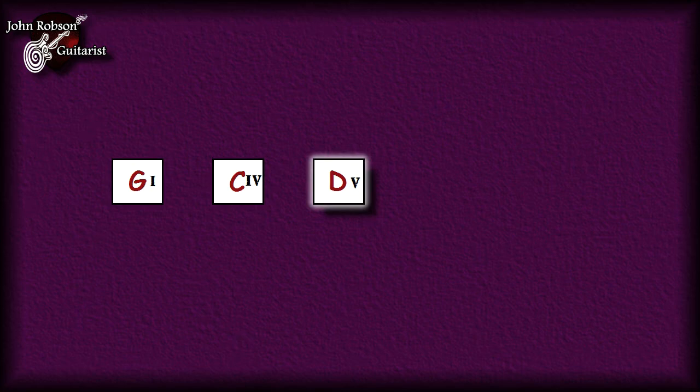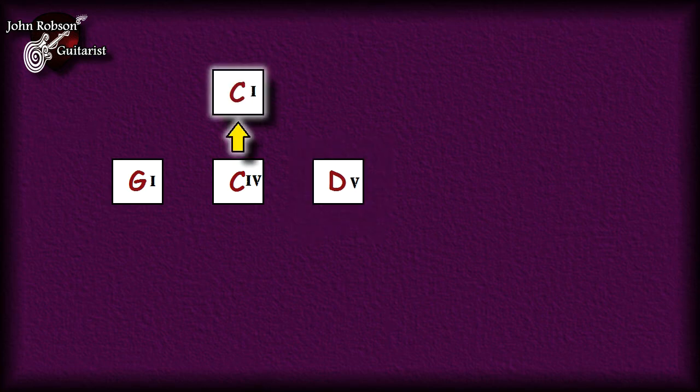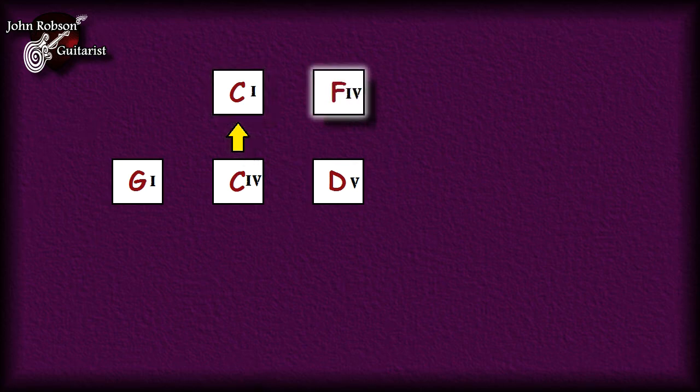Which is all well and good, but let's suppose for a moment you want to add in some more chords. Where can you get them? Well, the first thing you do is go back to the 4 chord, which is C. And now treat that as a 1 chord and look for the 4 and 5 chords in relationship to that, which would be F and G.